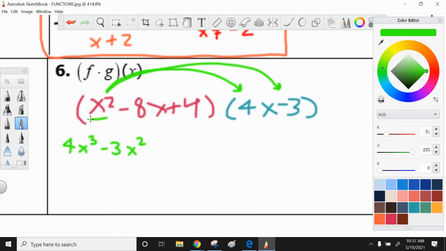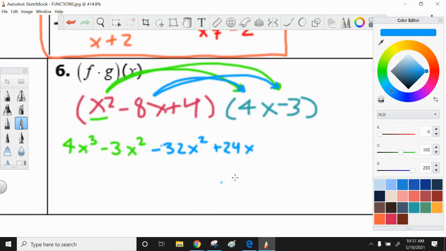So that is the first term handled, and now we're just going to move to the next term, right? We'll do the middle term times both. That's going to be negative 32x squared plus 24x. And now we just need to finish up. We need to do this last one times both. That would be 16x, and that would be negative 12.